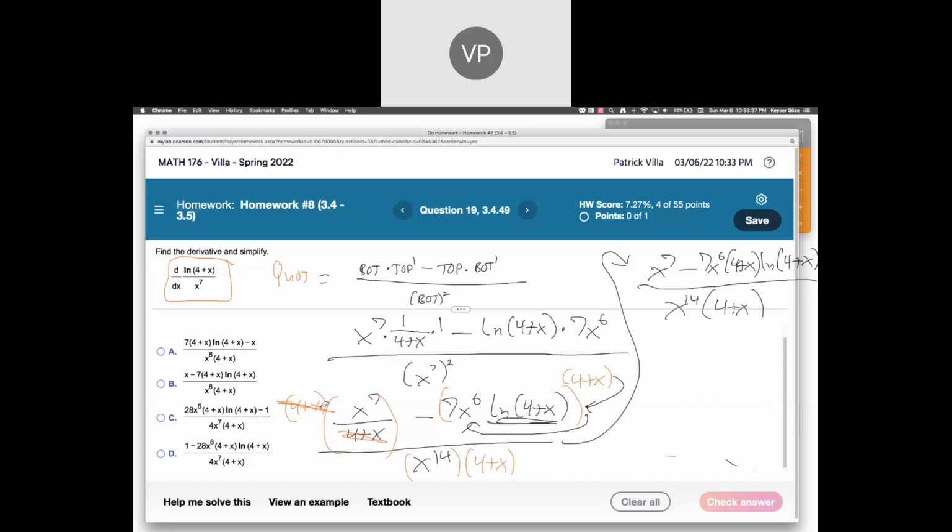Okay? Now you notice none of these answers look, just looking at my denominator, I have an x to the 14th, 4 plus x. Well, they all have a 4 plus x down here, but none of them have the right power, and there's a couple other issues here. So what happens is, look at my numerator.